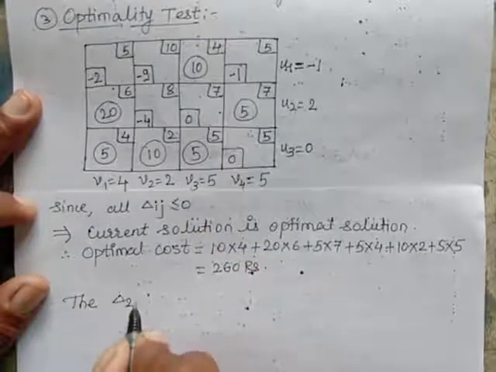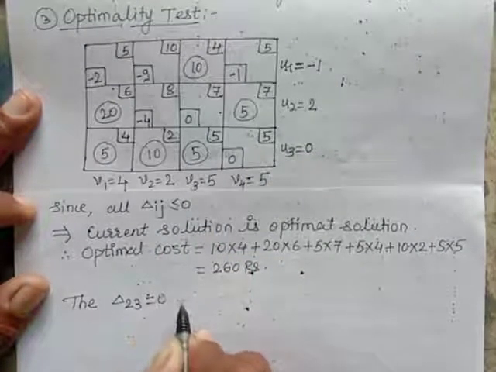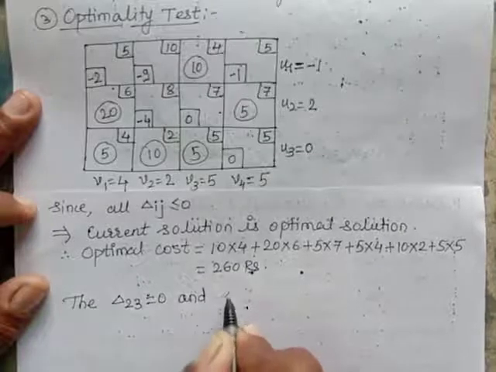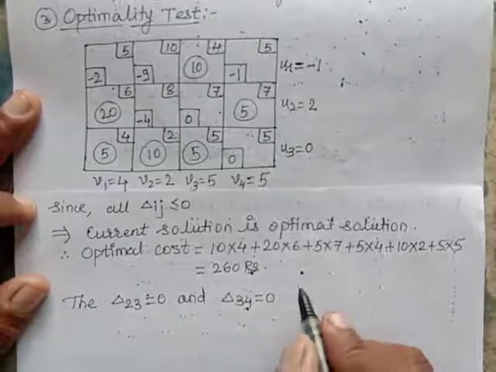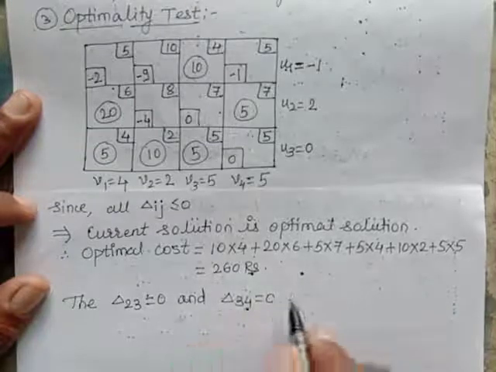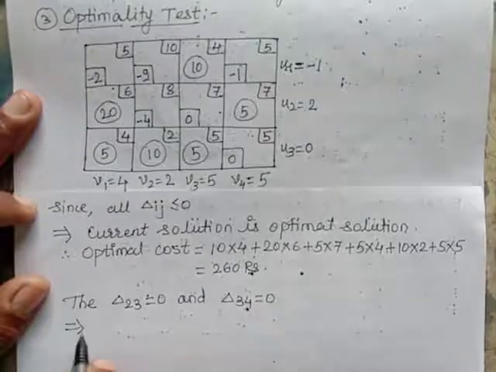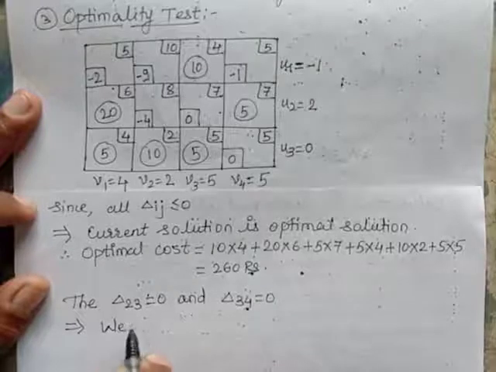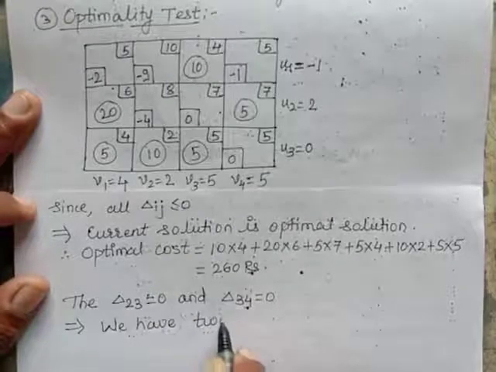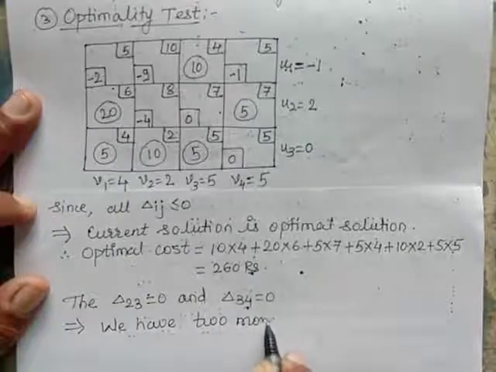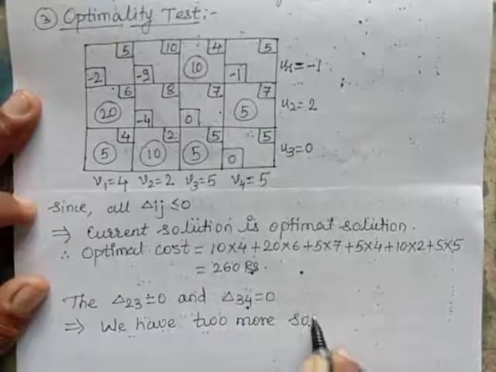But this delta 2 3 and delta 3 4. Delta 2 3 is 0 and delta 3 4 is also 0. So it implies we have two more solutions.